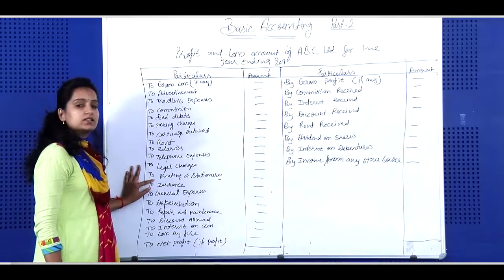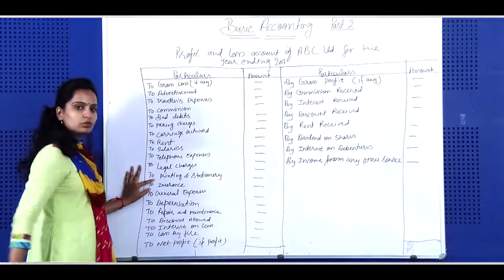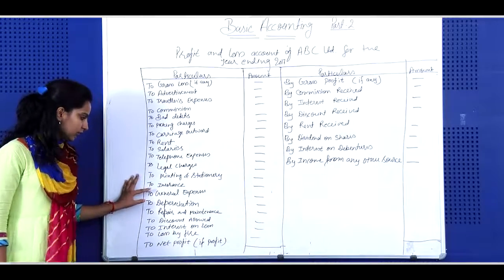Like next one is the printing and stationery. It is self-understood what printing and stationery is. Insurance.